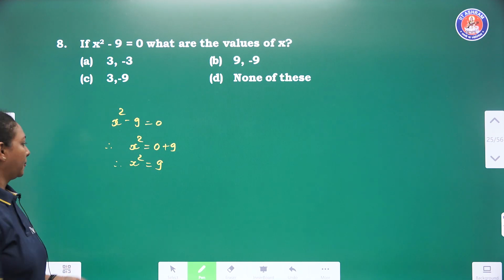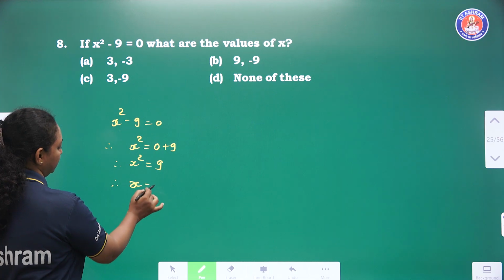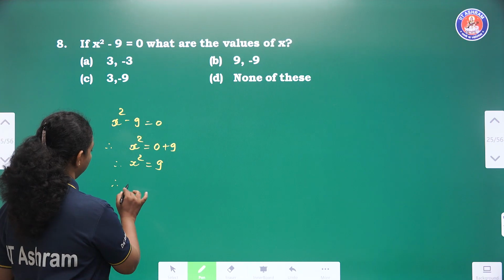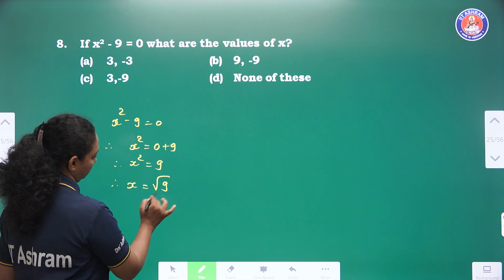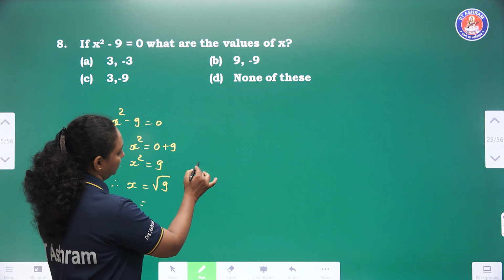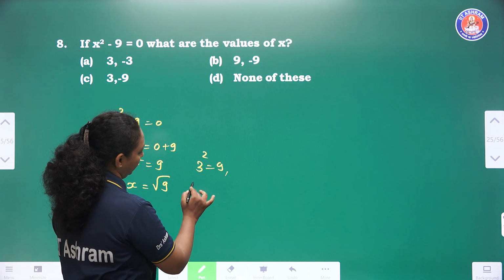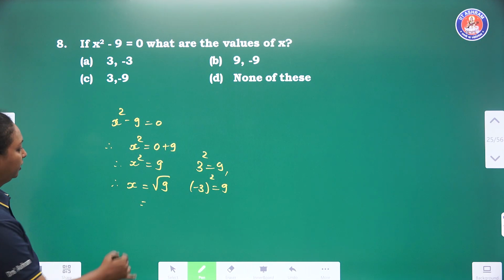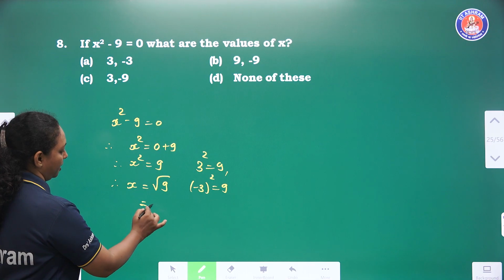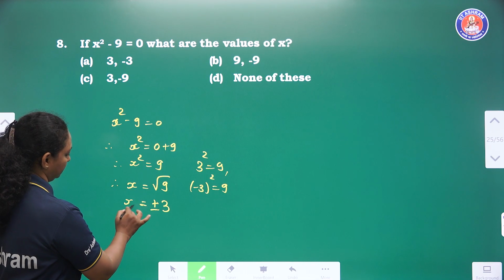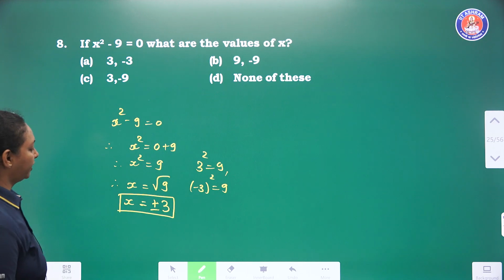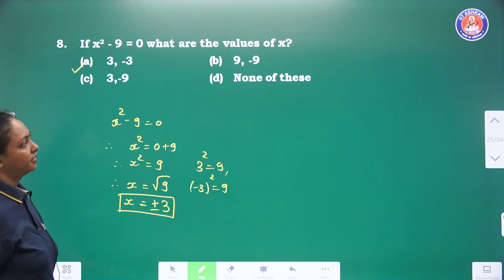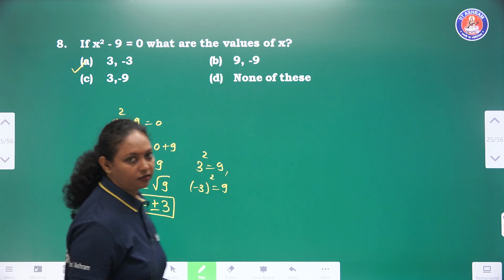Mistake क्या हो सकती है? So, x is the square root of 9. As we know that 3 square is also 9 and minus 3 square is 9 too. Okay. Therefore, the square root of 9 is plus or minus 3. So, what should be the value of x? So, x can be either plus 3 or minus 3. So, which option is correct? Option number A. Okay, not only 3, not only 3.